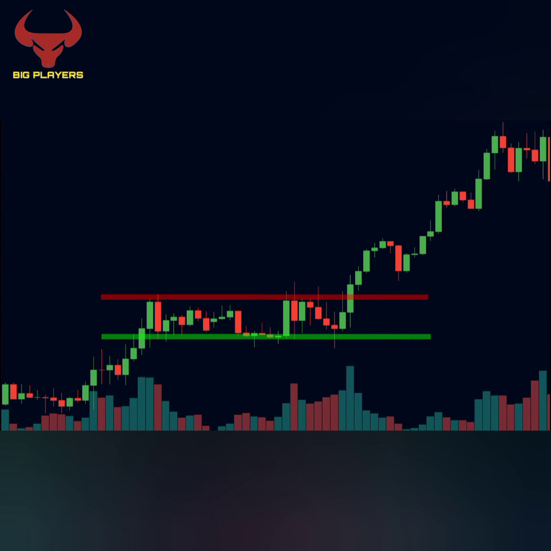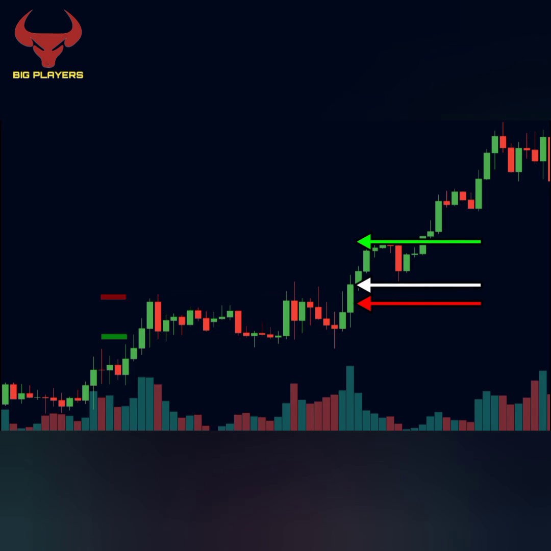For confirmation, we see that the volume on the breakout candle was also above average. So we buy the asset on this candle. We place our stop loss below the resistance level, and we place our targets at 1:1.5 risk-reward ratio. The price made a strong up move after our entry in this case.